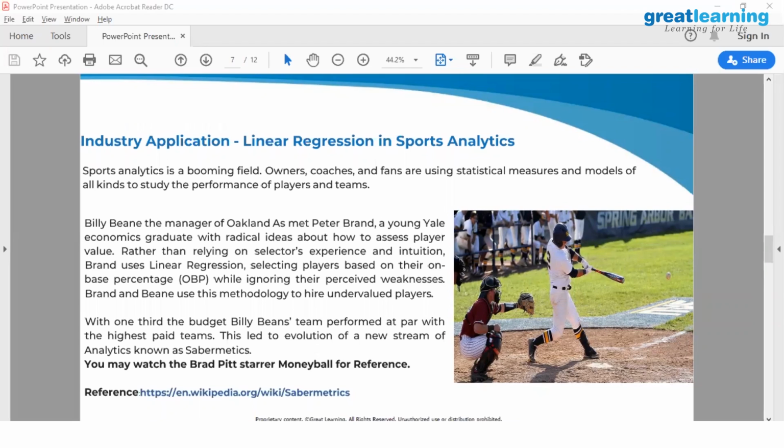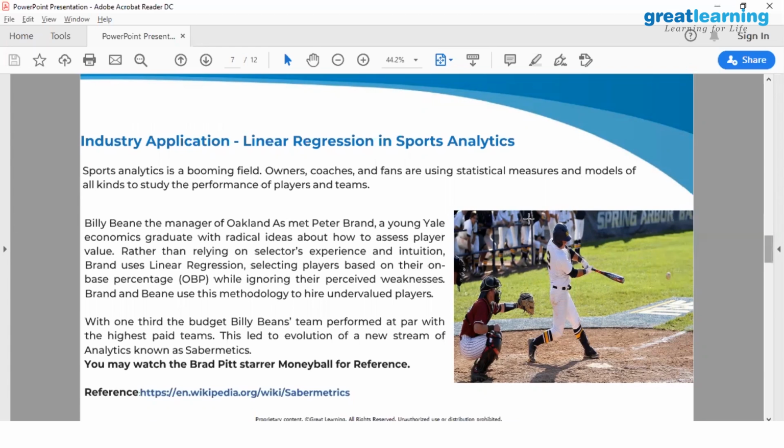You can read this. I have given the reference on what sabermetrics is. If you have not watched the film, watch Moneyball. It is very good, on how they hired the players. The basis of this OBP was linear regression. That's what they used to pick the players.